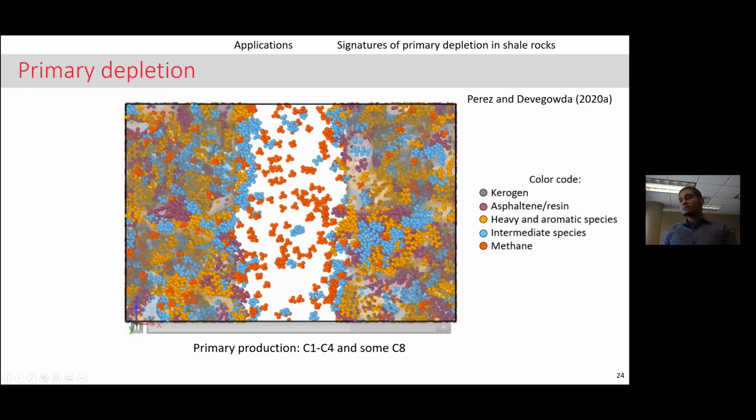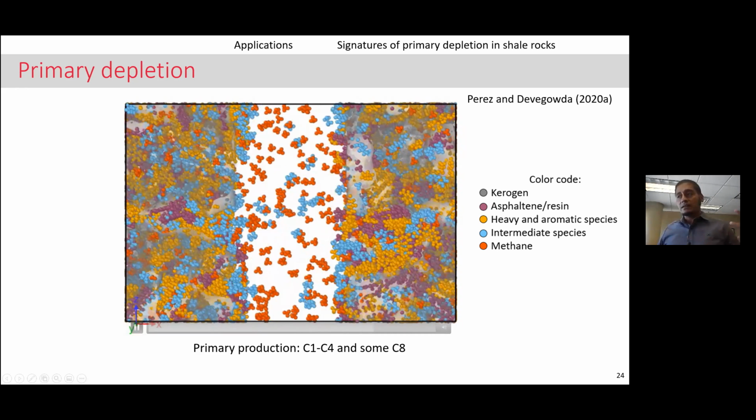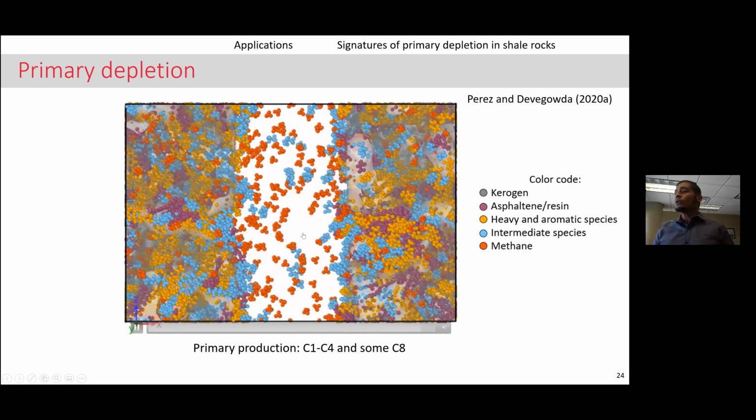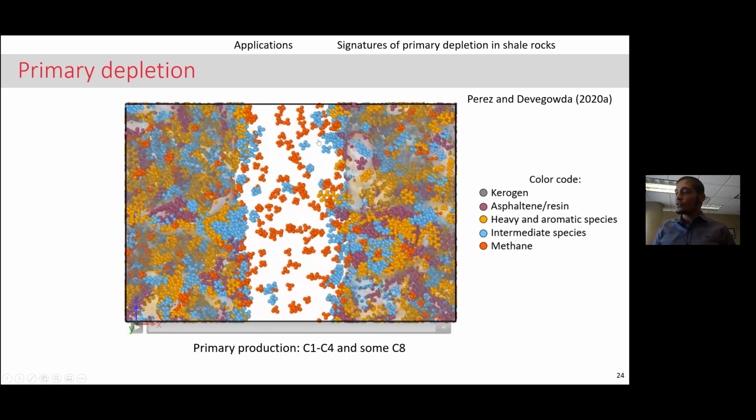And I ran this simulation. We finally reached equilibrium. And what you can see over here is that there's a whole bunch of methane, some of the intermediate species, some of the propanes and butanes and octanes and things like that, some of them. But we don't see any asphaltenes. We don't see any of the other heavier or aromatic species, perhaps one or two molecules, but that's about it.